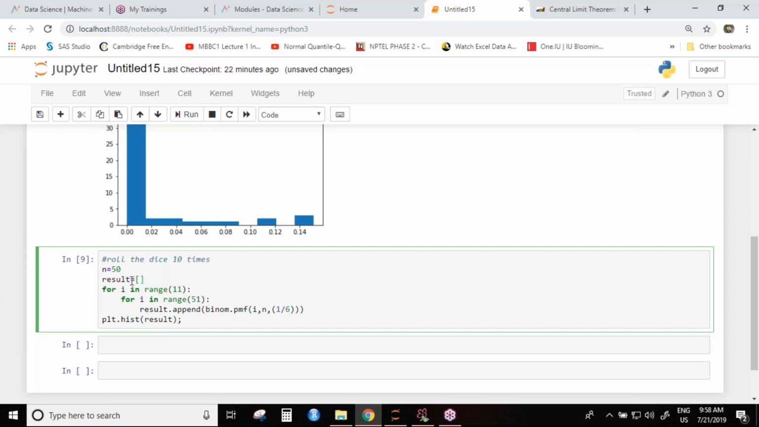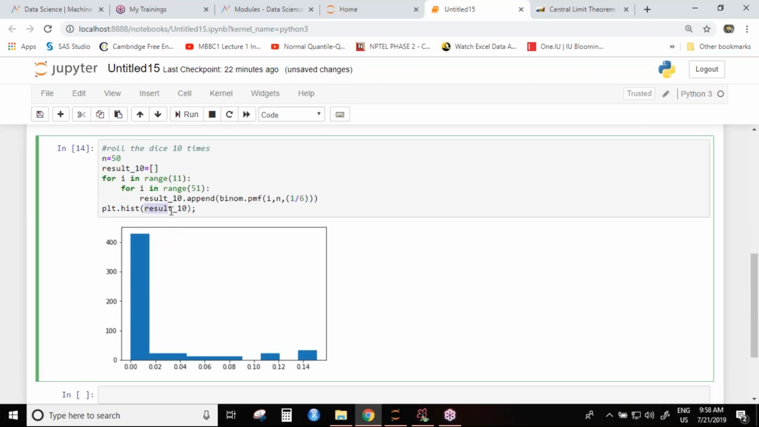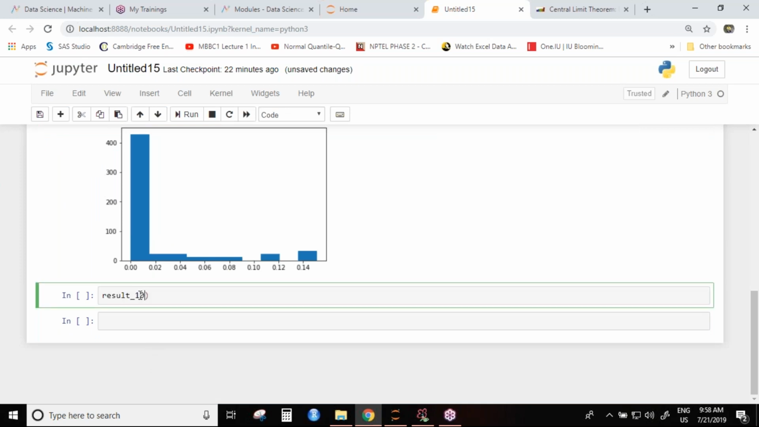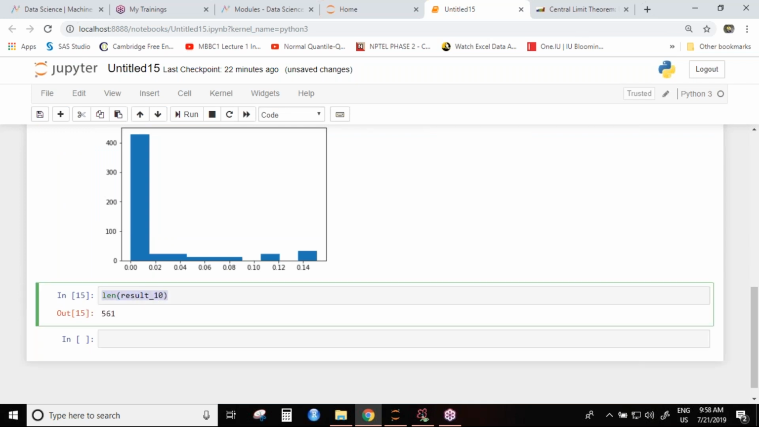Let me call it result_10, just to give a different name. This will be result_10, and this will be result_10, so it will keep on doing it. If you see the length of result_10, it will be 561.